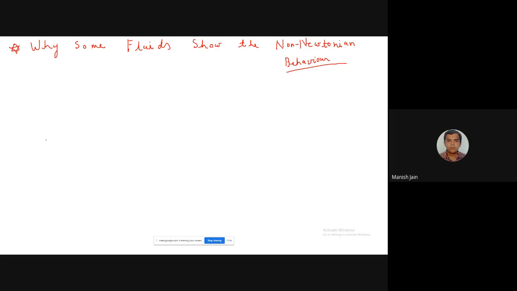Basically, non-Newtonian behavior is always due to complex interactions between the molecules. Most non-Newtonian fluids are very complex fluids like polymeric melts. So first we will take the example of polymeric melts.